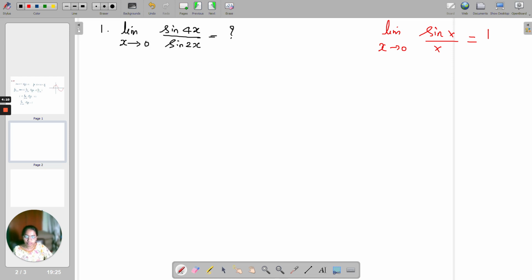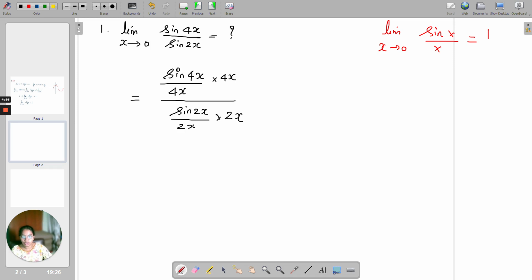So now what can I do here? What if I take directly sin 0? Sin 0 is 0, right? Again over here sin 0. So I would get 0 by 0 form, which is an indeterminate form. When we get 0 by 0 form, we should try solving it more. So let me try solving it. I'll divide this by 4x and multiply this with 4x. Again, I'll do the same thing in the denominator, 2x divided by 2x, into 2x.